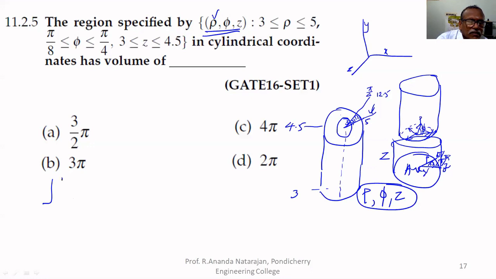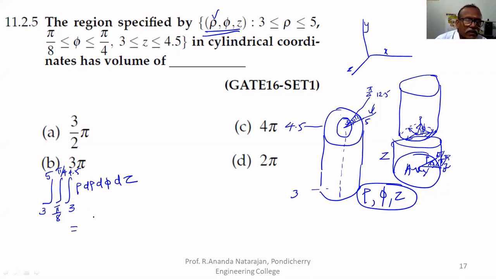To find that, a triple integral gives the volume. Rho varies from 3 to 5, phi varies from pi by 8 to pi by 4, and z varies from 3 to 4.5. The volume is the integral of rho d rho d phi dz. That is what we have to find.